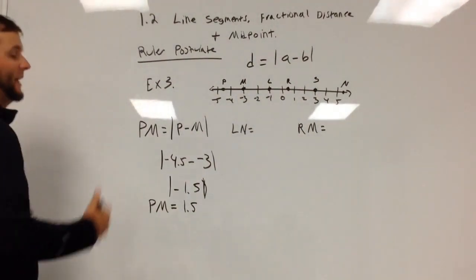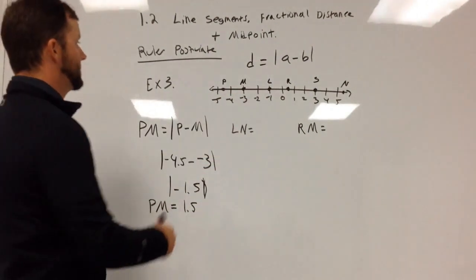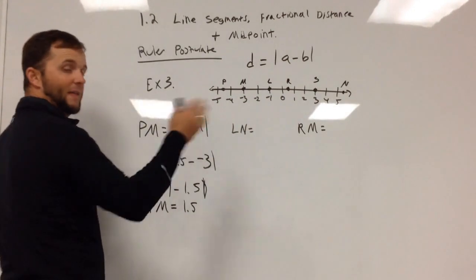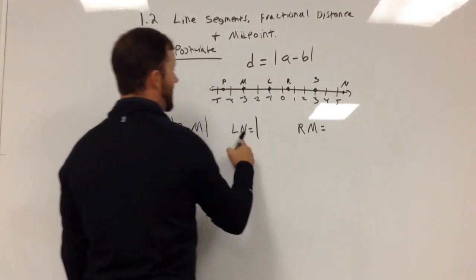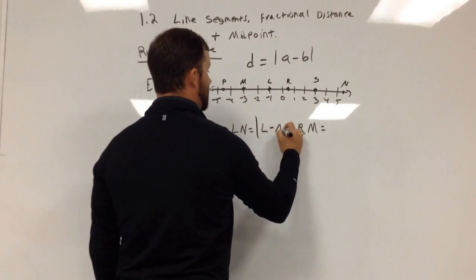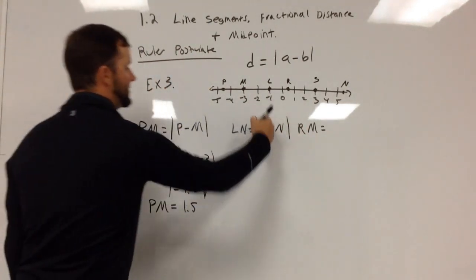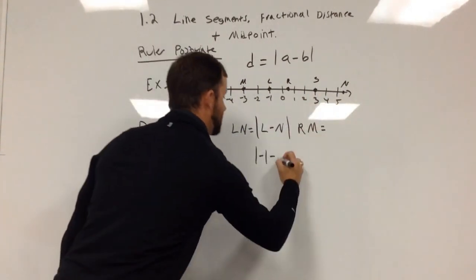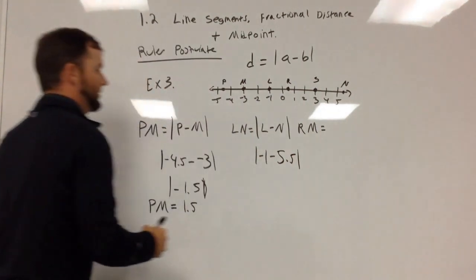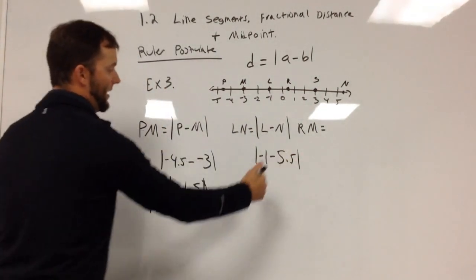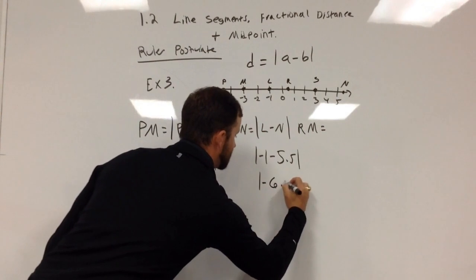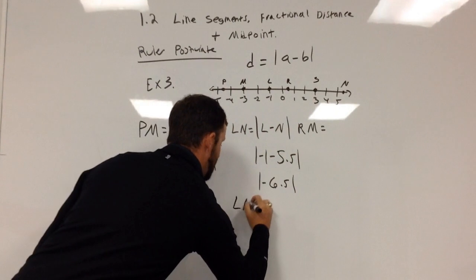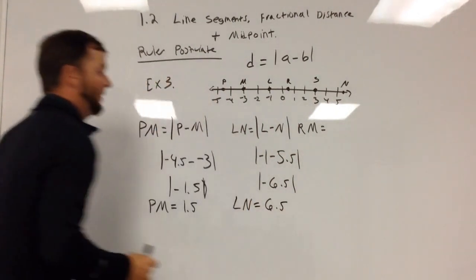Okay? So now let's look at LN. So looking at L to N, so that means I'm going to do L minus N. I'm always going to go left to right here. I'm always going to find the absolute value of it. So I'm going to do the absolute value of L minus N. So it looks like L is negative 1, so negative 1 minus N, which N is sitting at positive 5.5. So negative 1 minus 5.5 is going to give me negative 6.5, because they're both negatives. And then the absolute value bars are going to change into positive. So LN is going to equal 6.5.